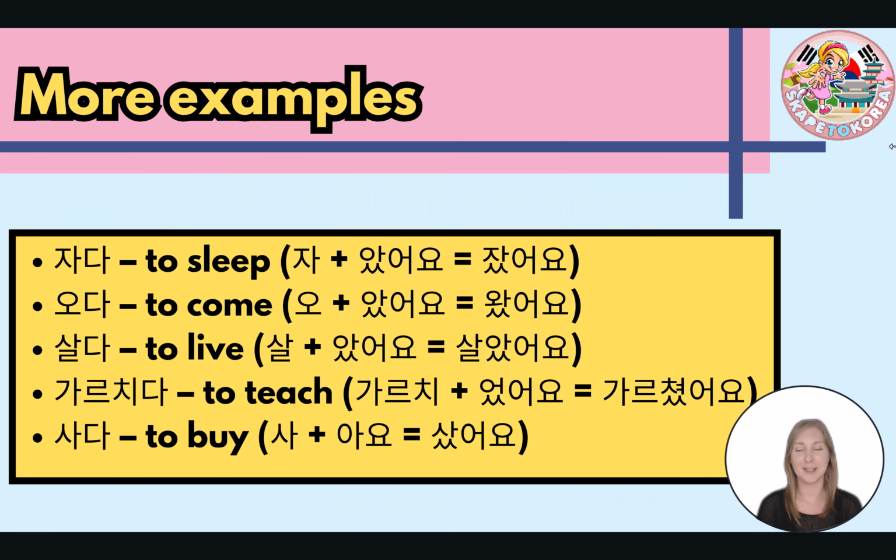Okay, let's have a look at some more examples. So we've got 자다, to sleep. So 자 is our verb stem, ends in 아, which means we're adding 았어요. But the two a's combine and it becomes 잤어요.